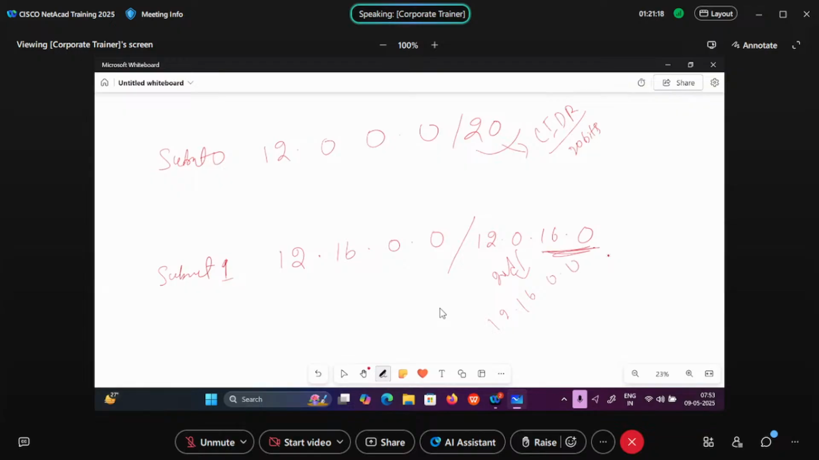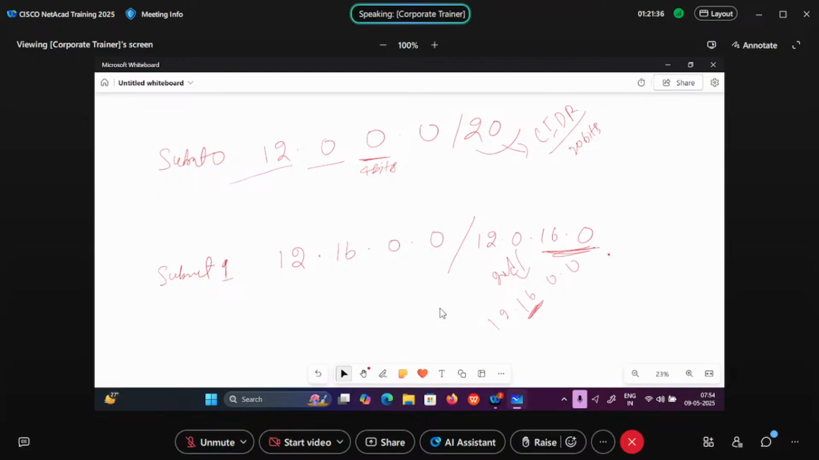16.12.16.0.0, because we are changing the next network bits. Why? Because till 24 bits, it is starting from 8 bits here and 8 bits here, and here also there will be 4 bits. 8, 8, 16 plus 4 bits in this octet, right?